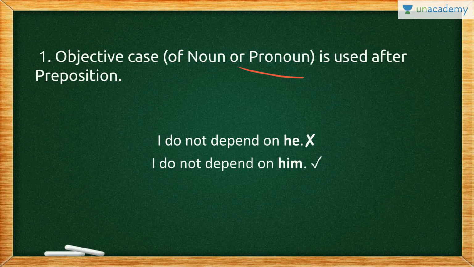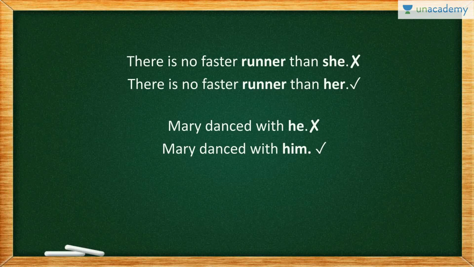I do not depend on he. Now this is a subjective case, so I do not depend on him should be the correct usage, because him is the objective case of he. Similarly, there is no faster runner than she. This should change to her. There is no faster runner than her. Mary danced with he. Now with is the preposition, so Mary danced with him. This is the objective case.